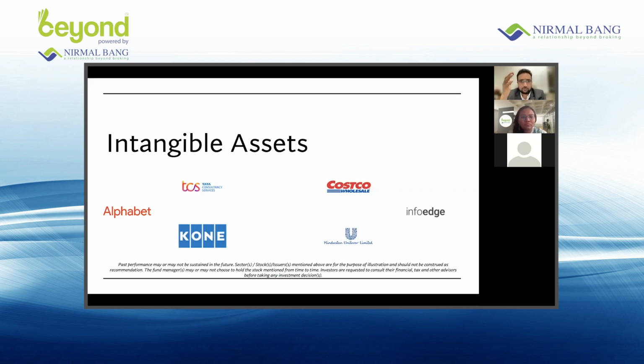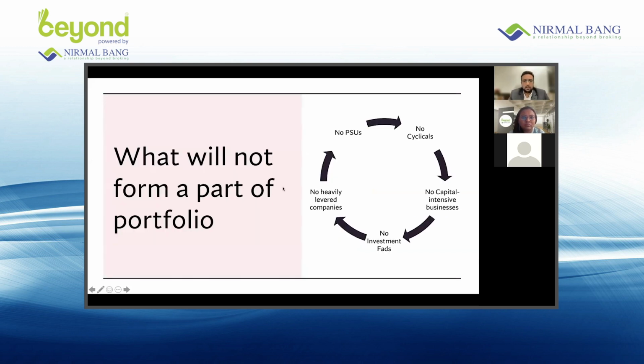And because of competition being able to copy these businesses, the return on capital comes back to the mean. But in the kinds of businesses that we are investing in, that doesn't happen. These intangible assets could be brands, network effects, patents, installed bases, and as I said, these are very difficult to copy really. What will not form a part of the portfolio? Typically, no PSUs, no cyclicals, no investment fads. These businesses will never form a part of our portfolio.